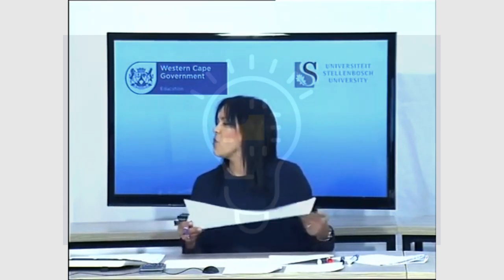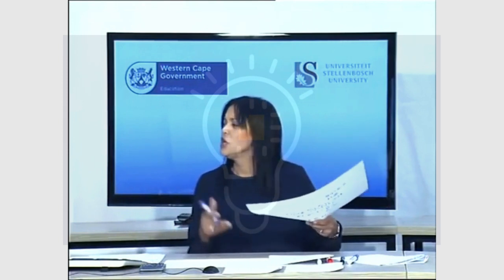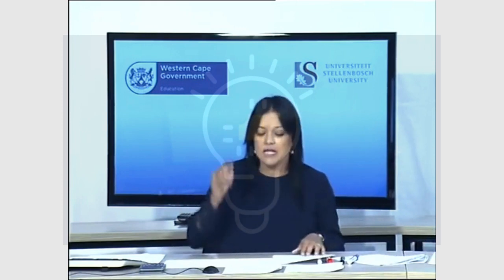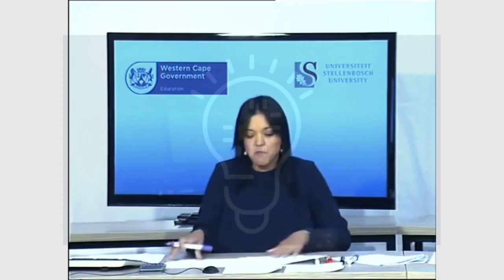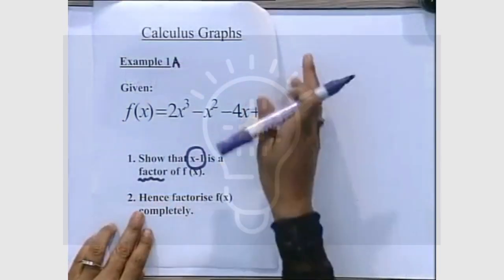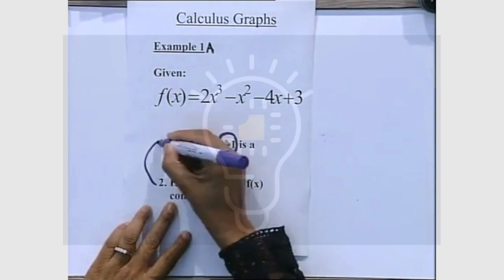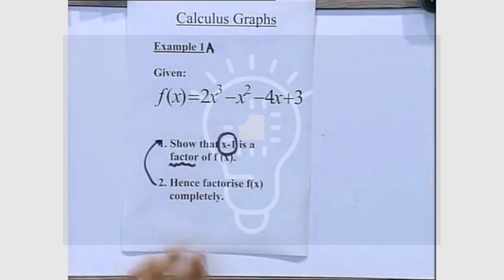That is fantastic, Tokozani. You said x minus 1 is a factor because when substituting 1 into the given function, you get 0. Tokozani, I don't think that I could have explained that any better. You explained yourself beautifully. Let's go to number 2. Number 2 says, hence factorize f of x completely. Hence means use number 1 in order to do number 2.